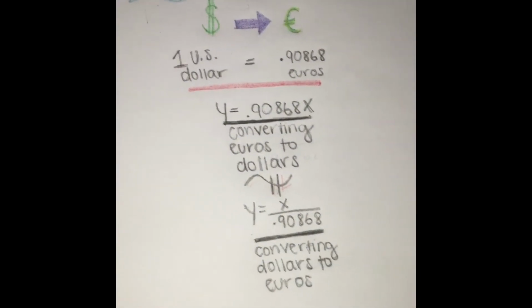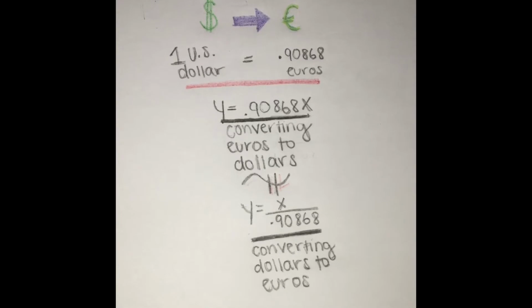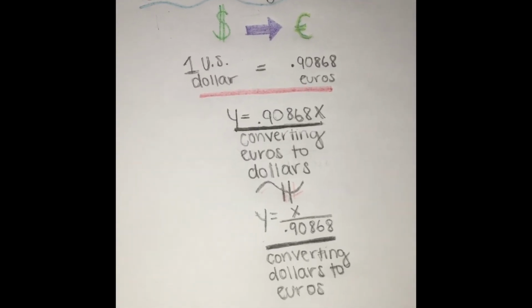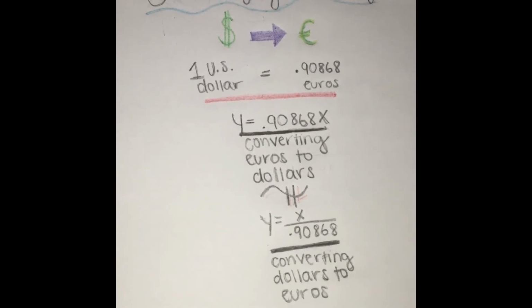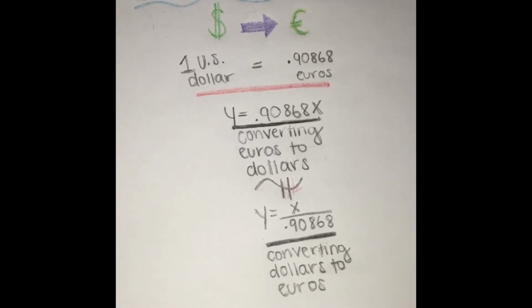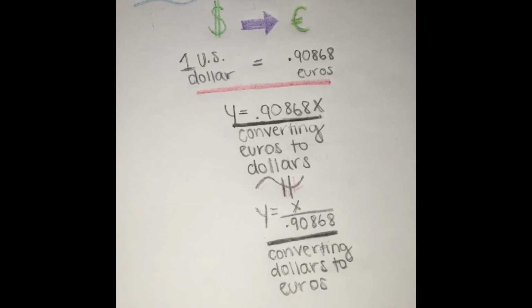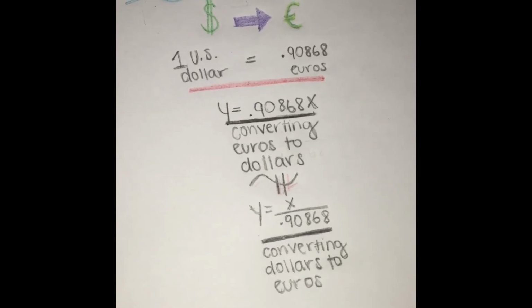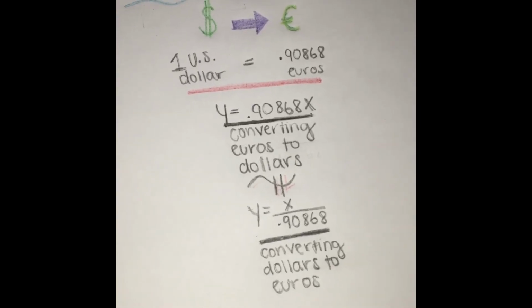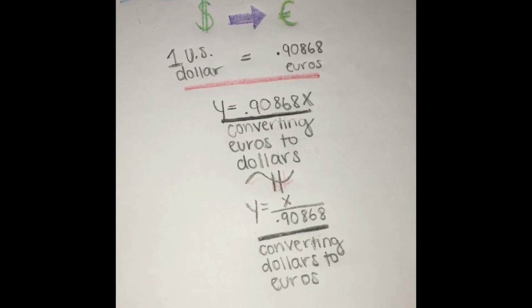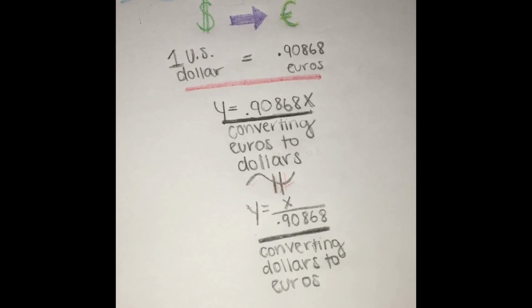One of the ways you can use inverse functions is when exchanging currency. A US dollar equals 0.90868 euros. Exchanging currency can be difficult, however, inverse functions make it easy to convert to a different currency and then back to the original. In order to convert from euros to dollars, you can use the function y equals 0.90868x, where y is the amount of US dollars and x is the amount of euros. You can use the function y equals x over 0.90868 to convert dollars back to euros.